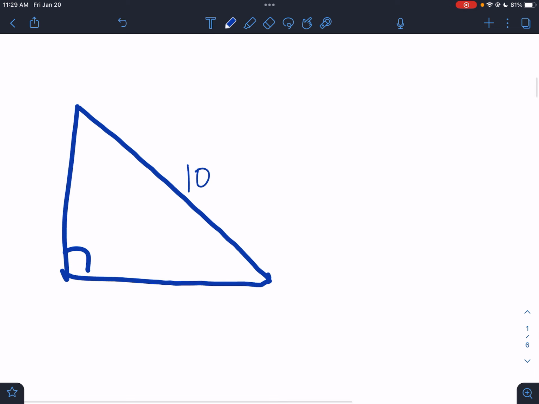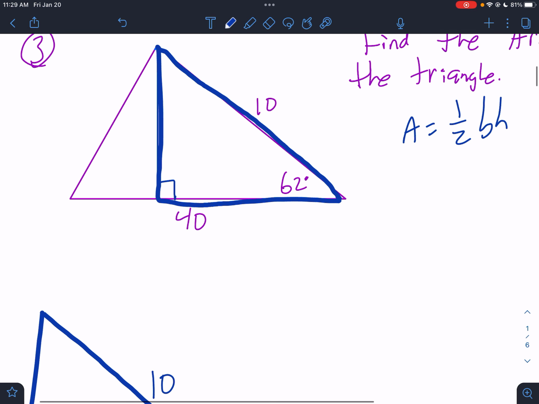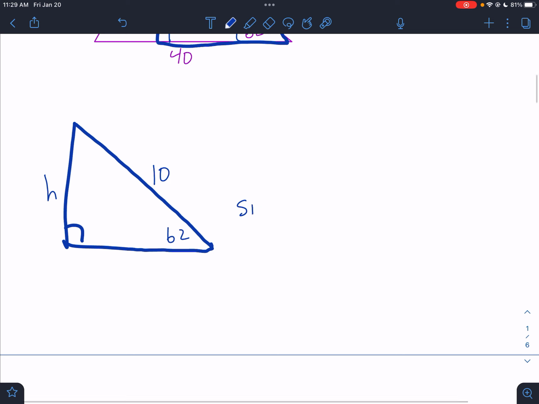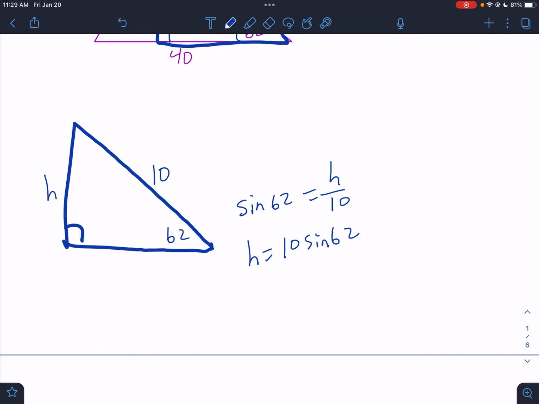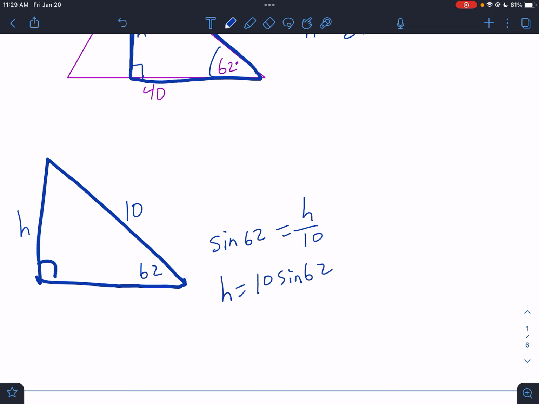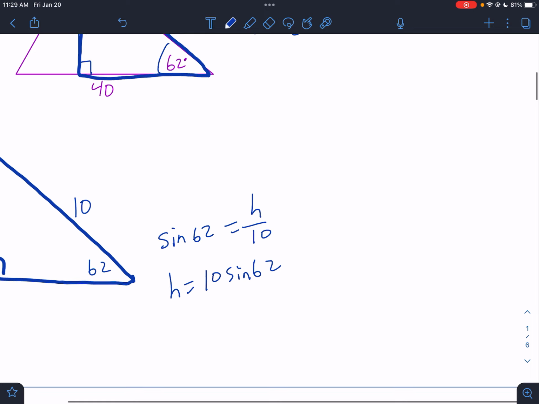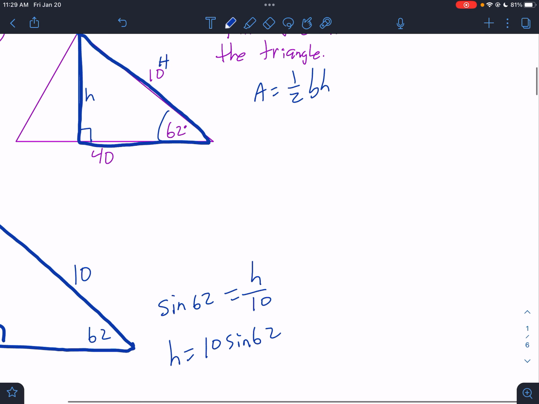What we have is a hypotenuse of 10, an angle of 62, and I'm going to call this h for height. I can solve that. That is the sine of 62 equals opposite over hypotenuse. If h is up high, all I got to do is multiply, and that's my height. I'm not going to round that. That's not the final destination. The final destination is area. Do not pick up a calculator and type that in. Let's just go straight to the area.